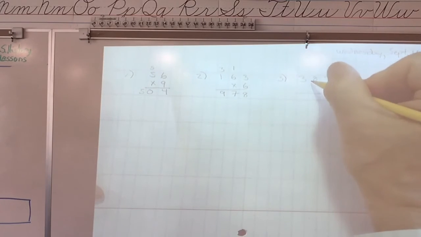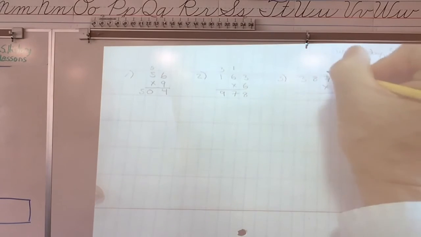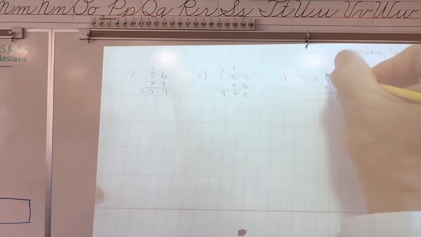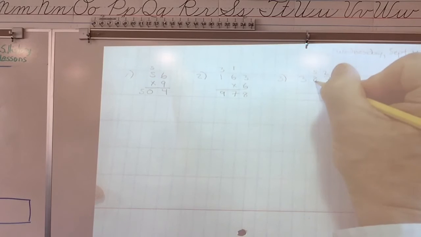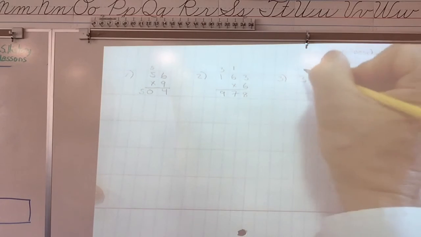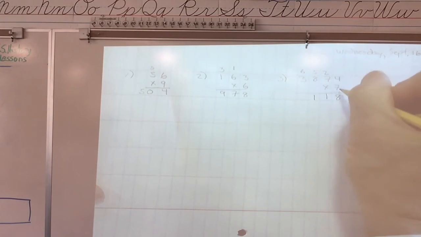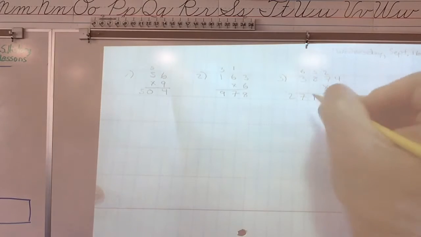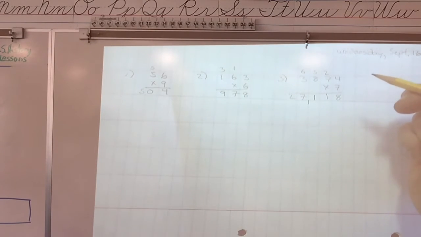And the last problem. Notice I don't put any commas in here when I'm multiplying. It just confuses me, but I haven't forgotten. 4 times 7 is 28. 7 times 7 is 49, 50, 51. 7 times 8 is 56, plus 5 is 61. 3 times 7 is 21, plus 6 is 27. So my final answer is 27,118. Well, how'd you do? Hopefully you got them all right.